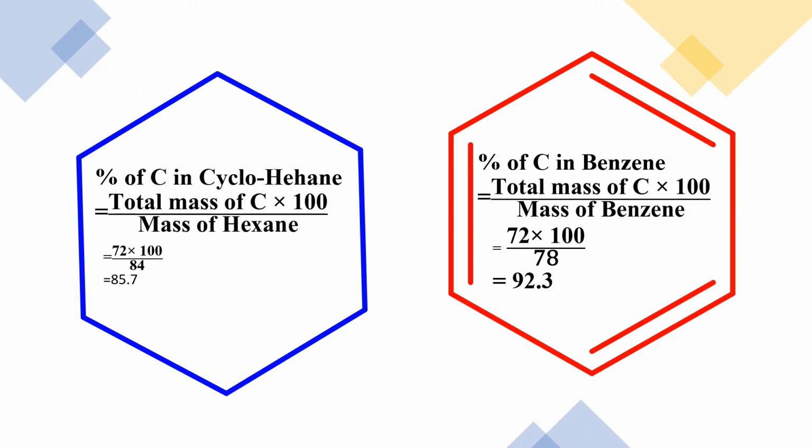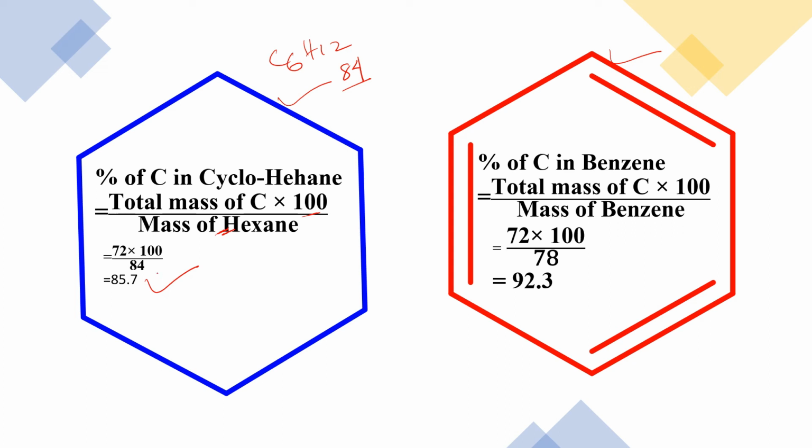We'll do a calculation for the percentage of carbon present in an aromatic compound. We will consider benzene, and as a non-aromatic compound we consider cyclohexane. The formula of cyclohexane is C6H12 and the total mass is 84. So the carbon percentage is the total mass of carbon divided by the mass of cyclohexane, multiplied by 100. If you calculate, you will find that 85.7% carbon is there.